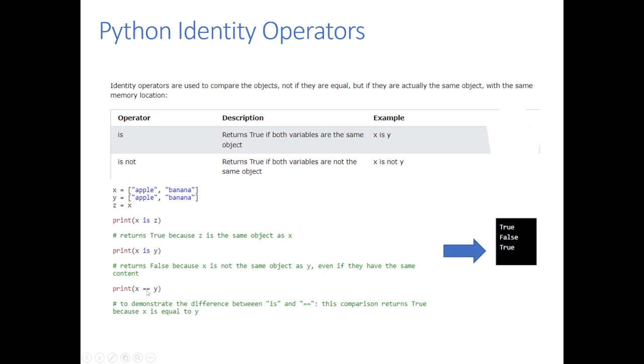Print x is equal to y. So this is no longer an identity operator. To demonstrate the difference between is and the double equal, this one gives us true because x and y have equal values, but they are not the same object. But x and z are the same object because we assigned x to z here. So that ends the operators, and thank you very much for viewing this video.